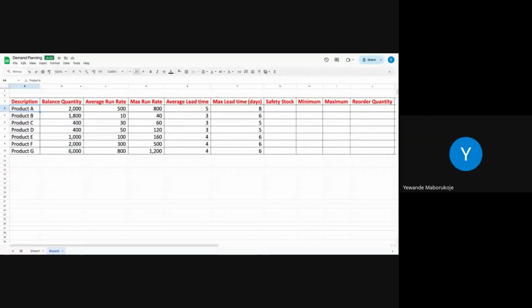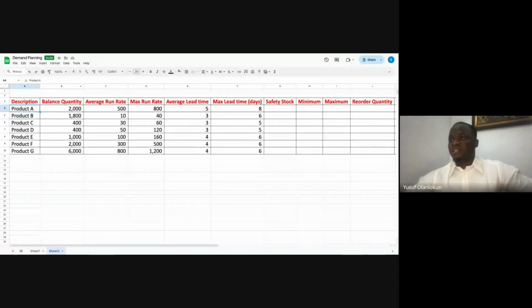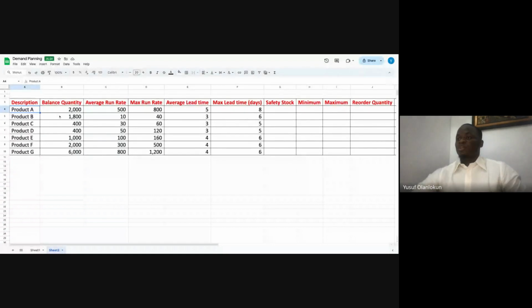Yes, we can see it now. Okay, I tried to increase the font size so that it will be visible. Yes, we can see.